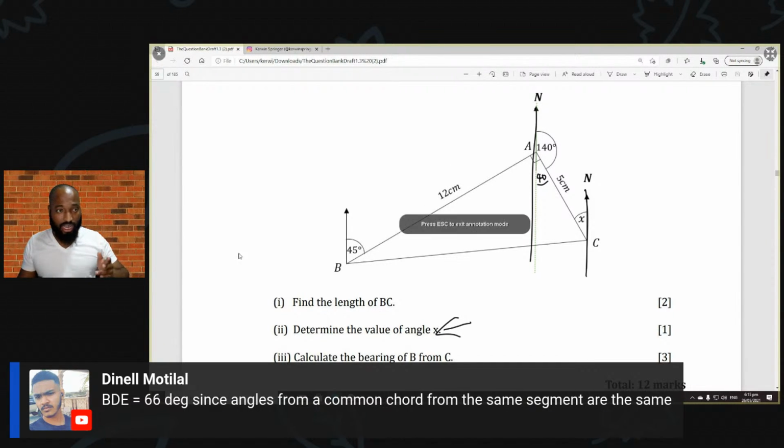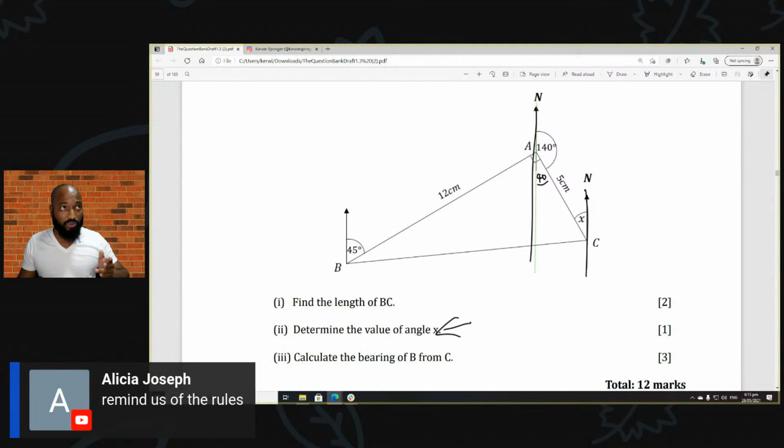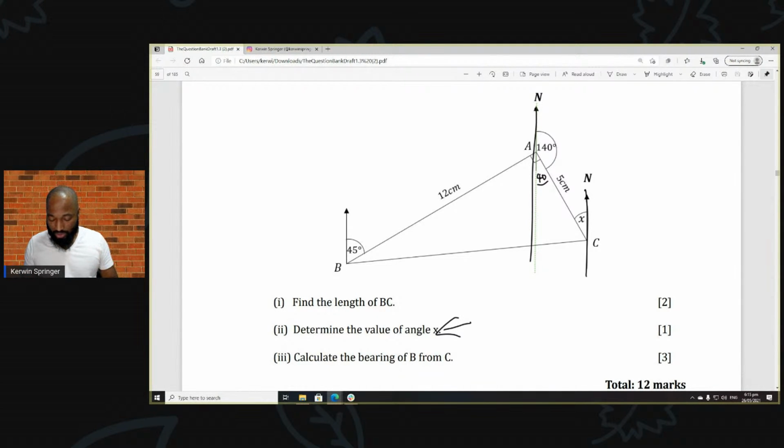Somebody's asking to remind us of the rules. I'm just going to remind you of the rules very quickly just now. So this is an alternate angle. This line is called the transversal. So it's cut into parallel lines. So it means that this angle must also be equal to that. So this is 40 degrees, right? Write out your reason. Just to remind you very quickly of these rules.